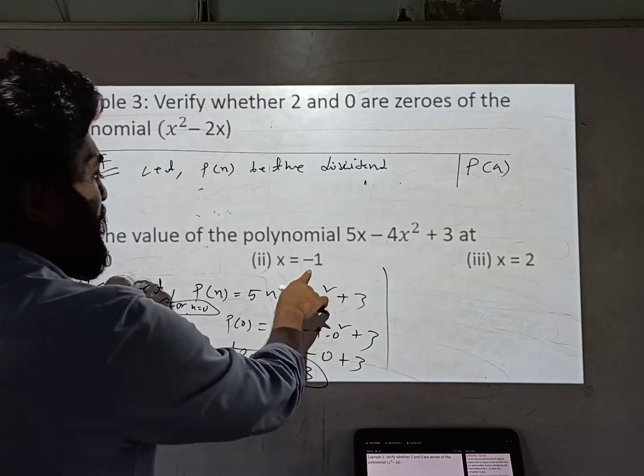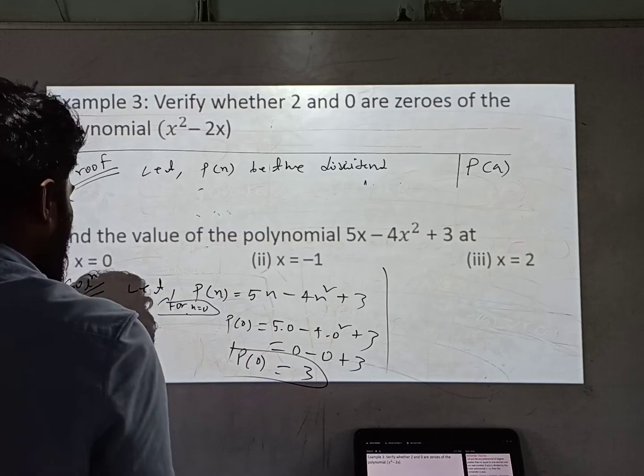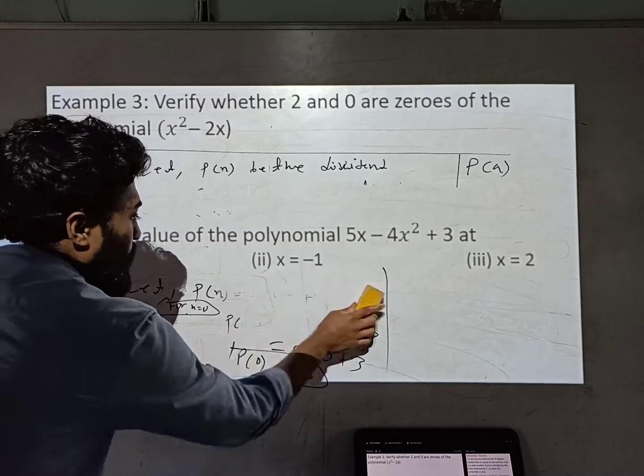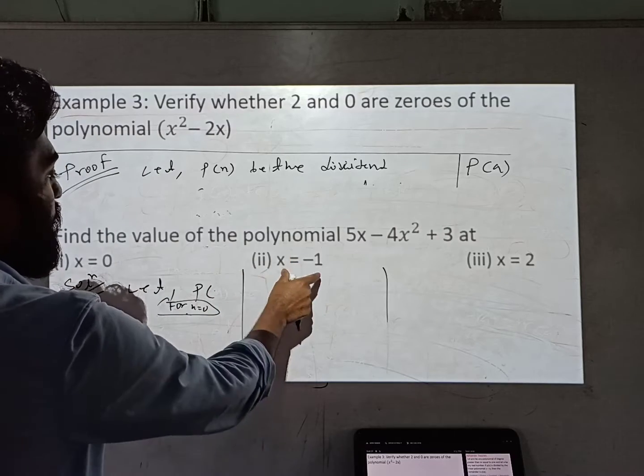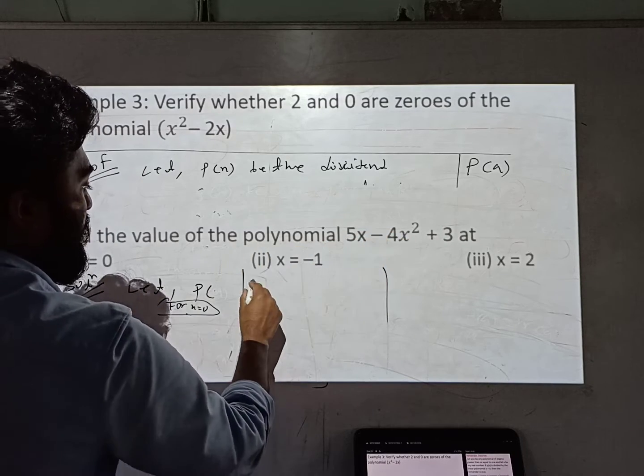Similarly value of p(minus 1) करते चलो फटाक से करते, इसको पोज देते. Okay, value of p(1), value of polynomial when x equals to 1. तो कैसे लिखेंगे?